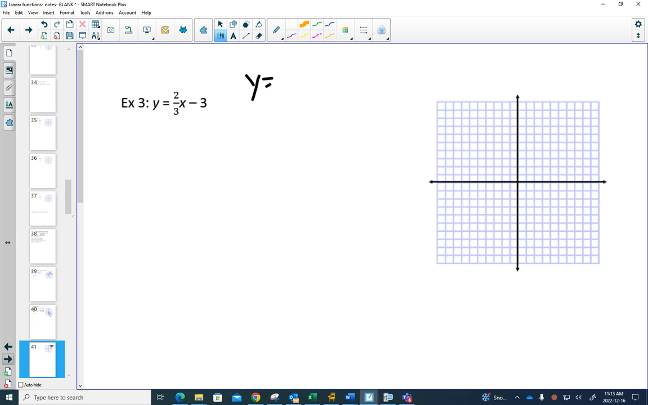The nice thing about y equals mx plus b is if your m is a fraction, it actually doesn't make the question any more difficult. Can you see that m is 2/3 and b is -3?